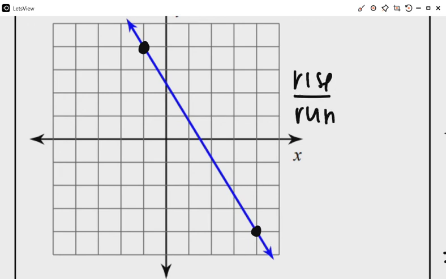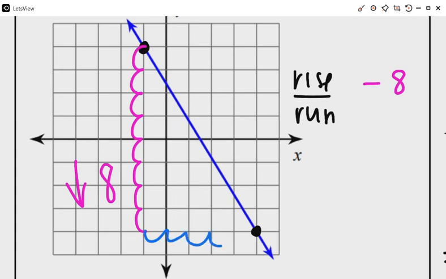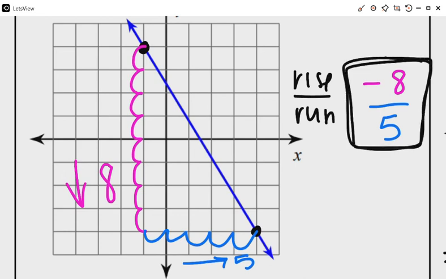Okay, so we're going to go ahead and find our slope. So we're going to go down 1, 2, 3, 4, 5, 6, 7, 8. Down 8, that tells me -8. And then we're going to go over 1, 2, 3, 4, 5 to the right 5, which is a +5. Last time I checked, 5 does not go into 8. So that's it. Our slope is -8 over 5.